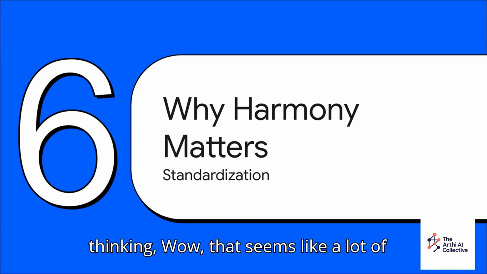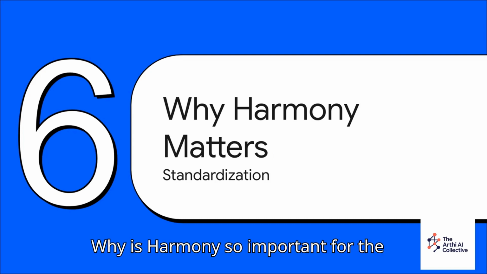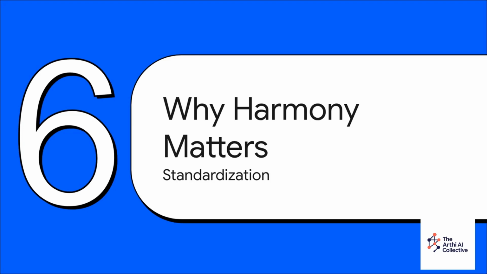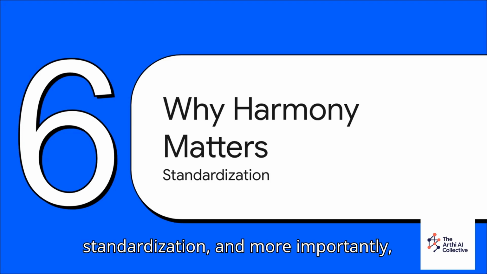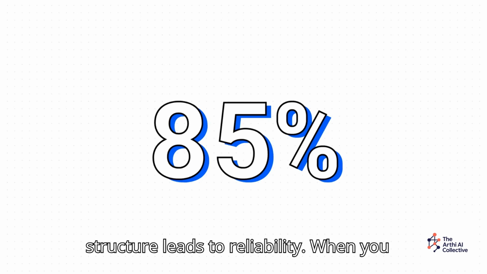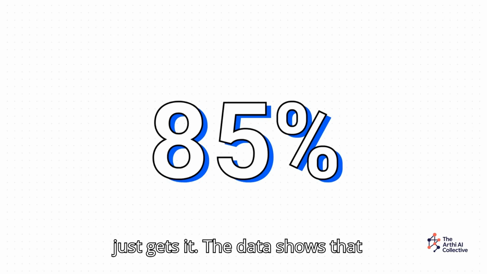So you might be thinking, wow, that seems like a lot of steps. Why go through all this trouble? Why is Harmony so important for the future of open-weight models? It really comes down to two things: standardization and, more importantly, reliability. It's because all this structure leads to reliability. When you enforce a format like Harmony, the model just gets it.